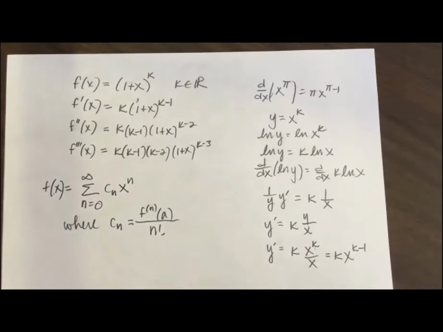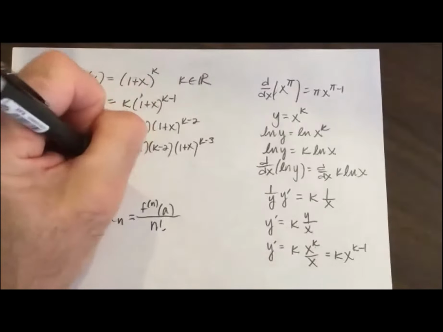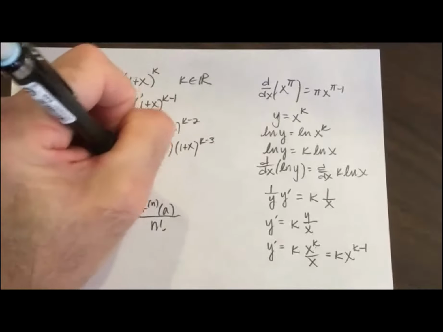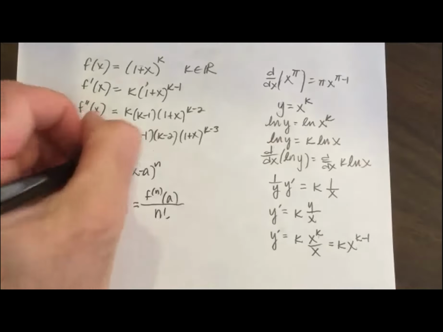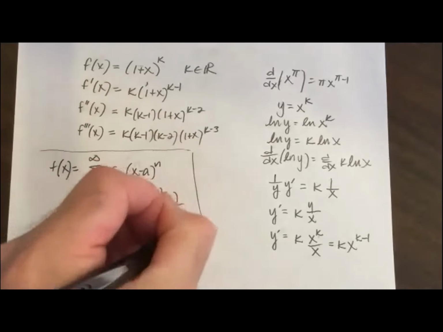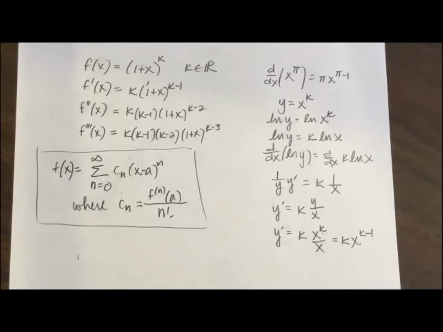Okay, and if we're doing it in the general case, I can write the general case up here too. And of course, a in this problem is 0 because we're doing the Maclaurin series. It's centered at 0. So this is probably a really good thing to remember: the general power series and the general Taylor series.